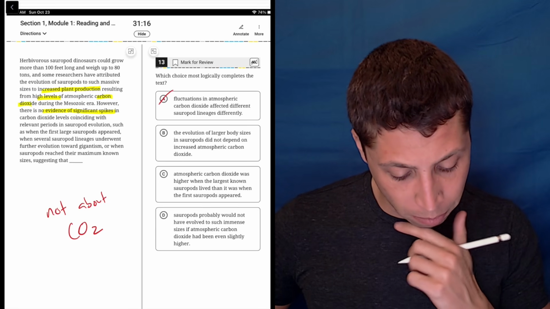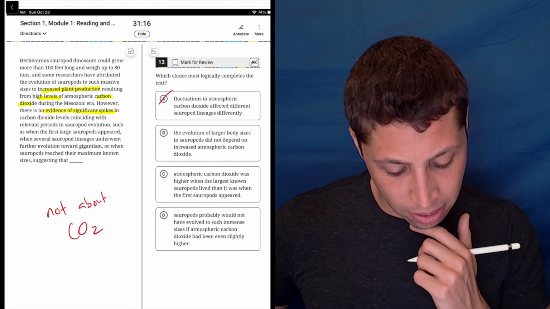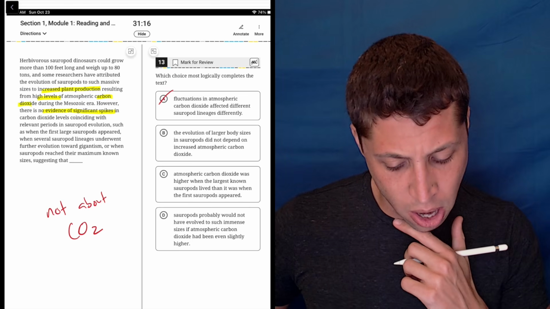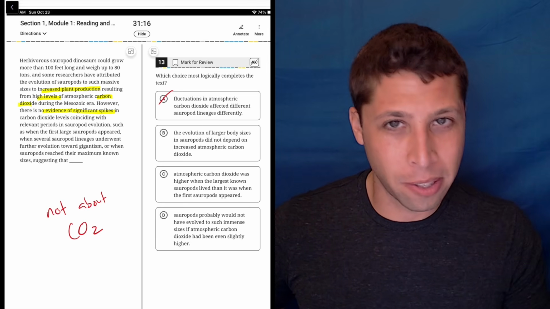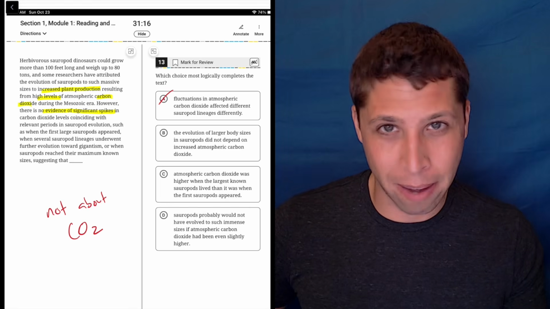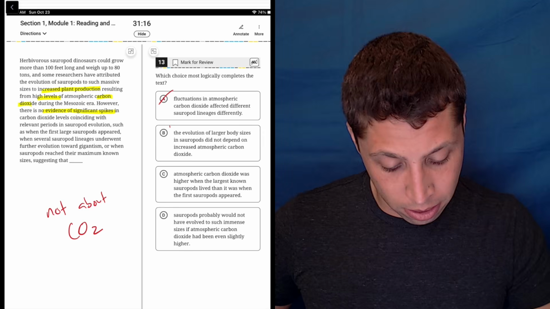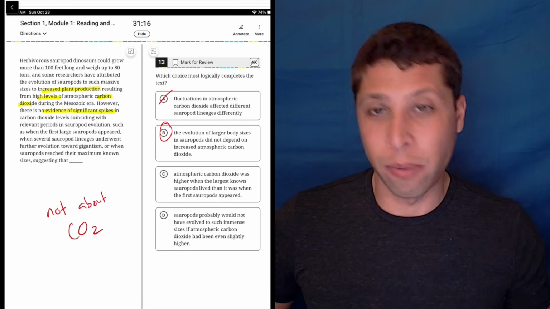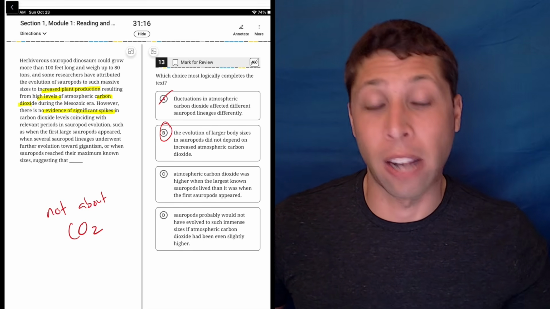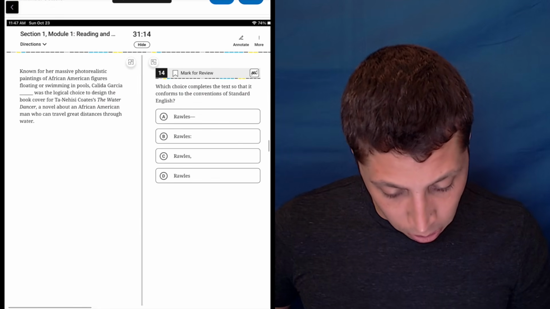D, sauropods probably would not have evolved to such immense sizes if it had been even slightly higher. No, because it's saying the opposite. It's saying the carbon dioxide is supposed to have made them bigger, but they didn't get bigger. The evidence is not there. So yeah, it's just B. This is just a fancy way of saying we thought one thing and that thing was not true. So there you go. Okay, 14.